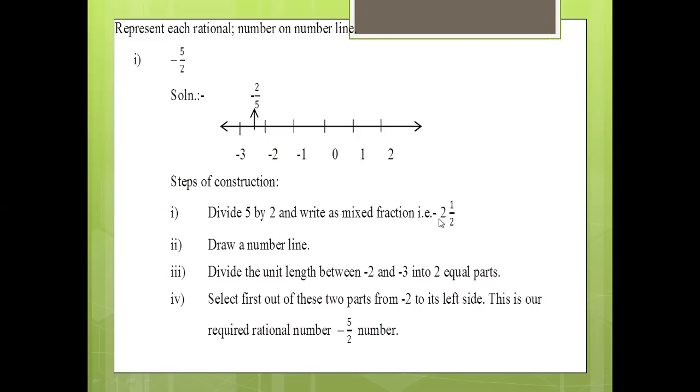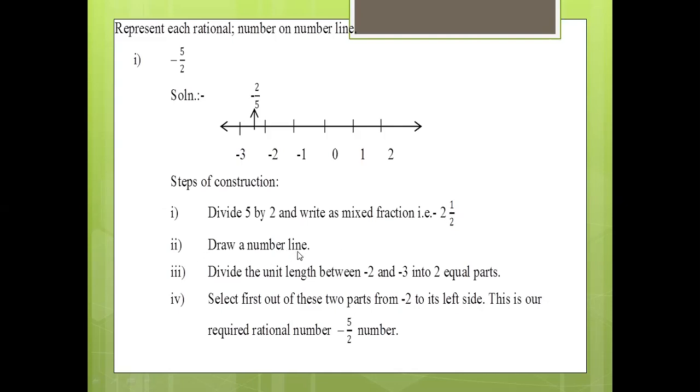If the number is negative, you will draw it at the left hand side. If it is positive, you have to draw it at the right hand side. So you have to draw after minus 2. Minus 2 whole 1 over 2 means that at the left side of minus 2, you have to draw this fraction. Now the fraction number is 1 over 2. Minus 2 shows that after minus 2, this 1 over 2 you have to draw.